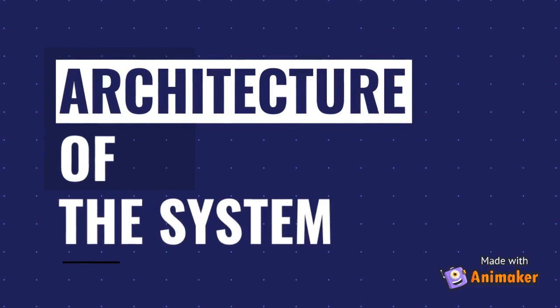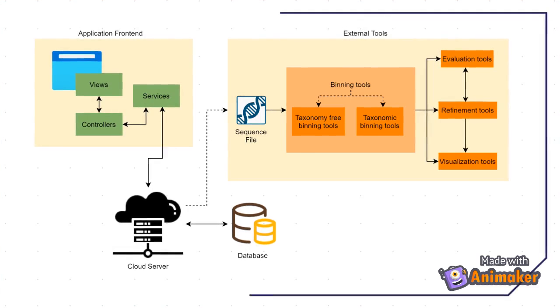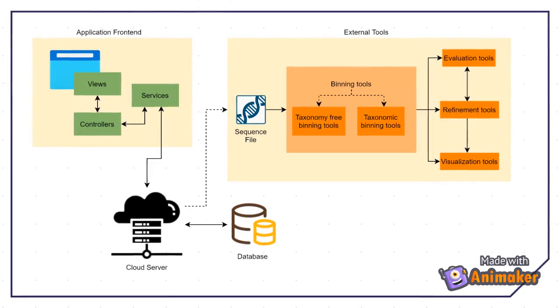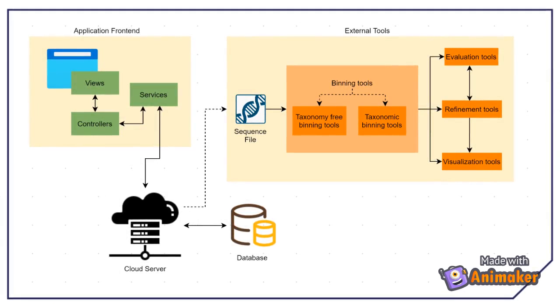Now let's take a look at the architecture of the system. The application front-end consists of views, controllers, and services. The services communicate with the back-end cloud server instance. The results obtained after executing a workflow are stored in a back-end database to be retrieved later.